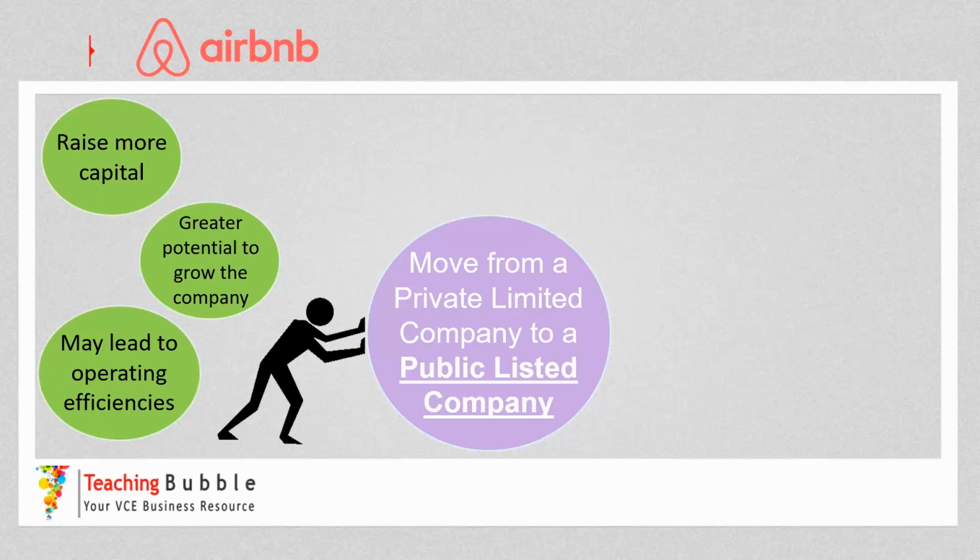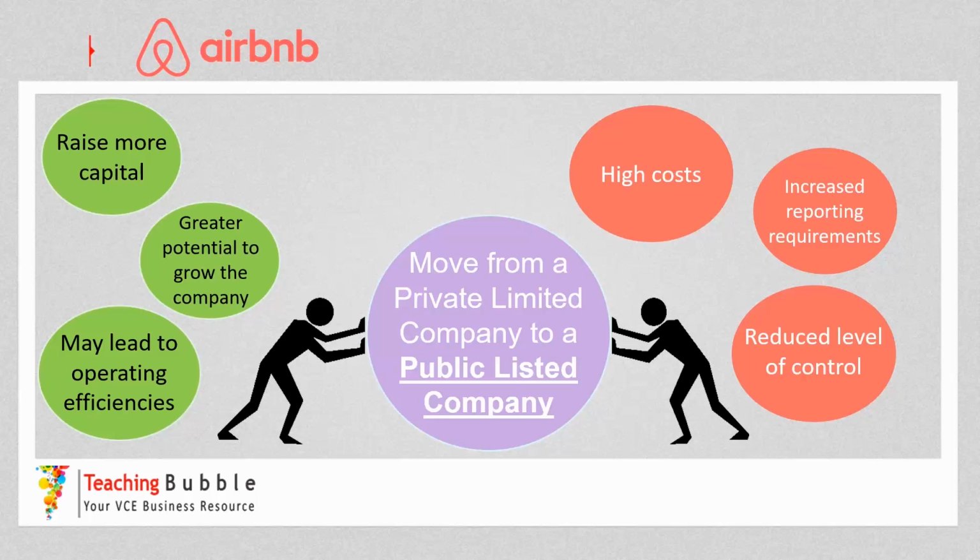So once they've identified each of those driving forces, and there could have been more, remember these are just examples, the next step would be to identify the restraining forces. And so these could be high costs of going public, the increased reporting requirements, and the reduced level of control over the company, as members of the public can now purchase large stakes in the company and the owners really have no control over that.